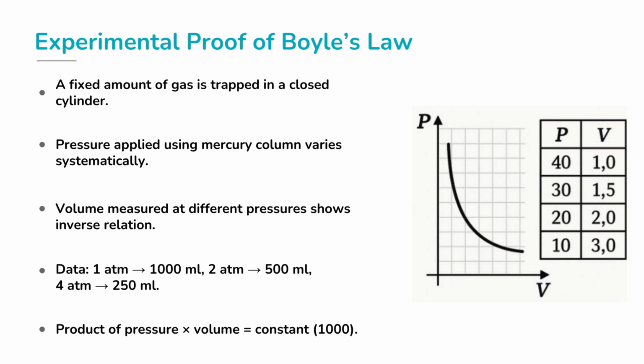Of course, no law is accepted in science without experimental proof. To test Boyle's law, a fixed mass of gas is trapped in a closed cylinder and pressure is increased using a mercury column. As the pressure increases, the volume of gas is measured. The data is fascinating. At 1 atmosphere, the volume is 1000 milliliters. At 2 atmospheres, it shrinks to 500 milliliters, and at 4 atmospheres, it reduces to 250 milliliters. If you multiply pressure and volume in each case, you always get the same value, 1000. This confirms that pressure times volume is constant when temperature is fixed.